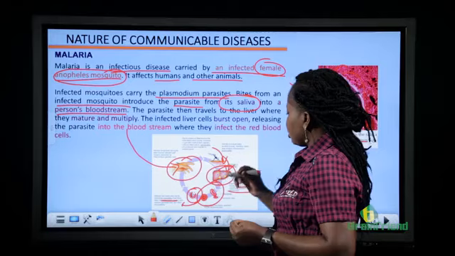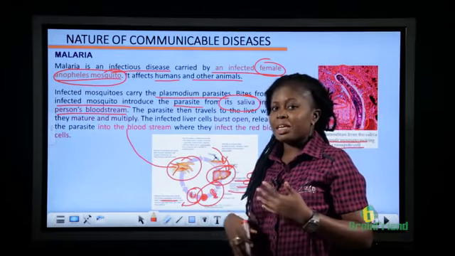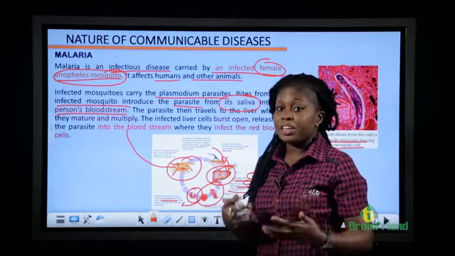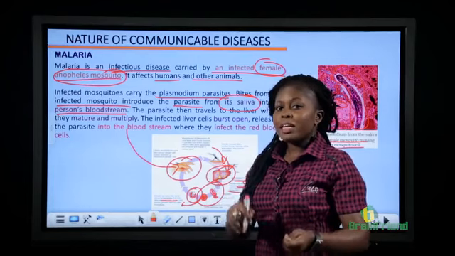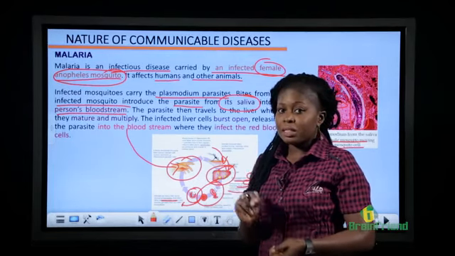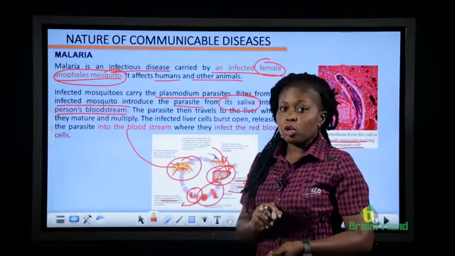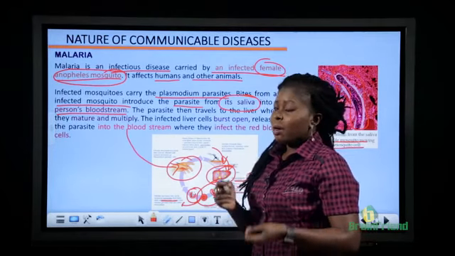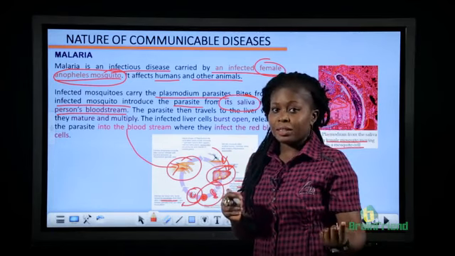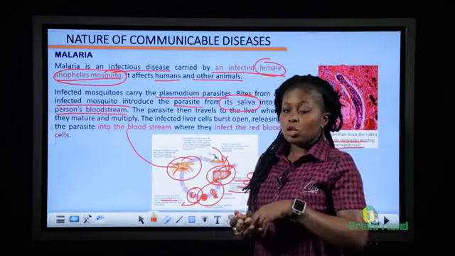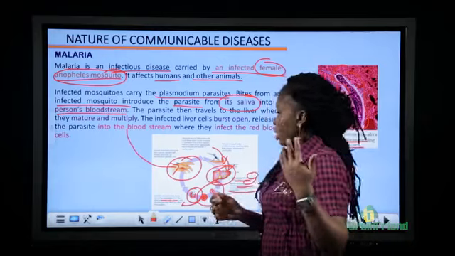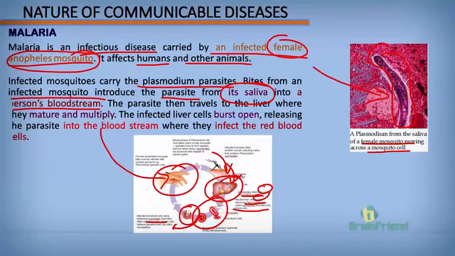Now, this person that this parasite has gone through his body and has infected the liver and the red blood cells is now an infected host. Is now someone carrying the malaria parasite. So when an uninfected mosquito bites this person, that mosquito is going to get infected. And when this infected mosquito goes on to bite another healthy person that is not carrying the parasite, it's going to transmit the parasite to that healthy person. So this is how malaria gets transmitted from one person to another through the bite of a mosquito.